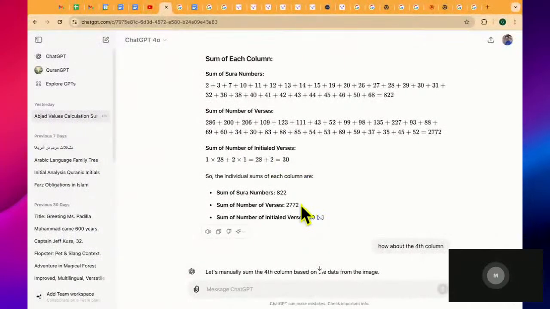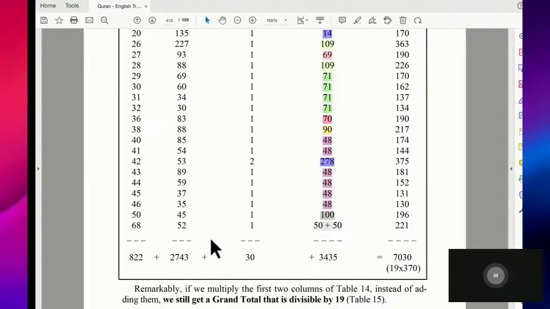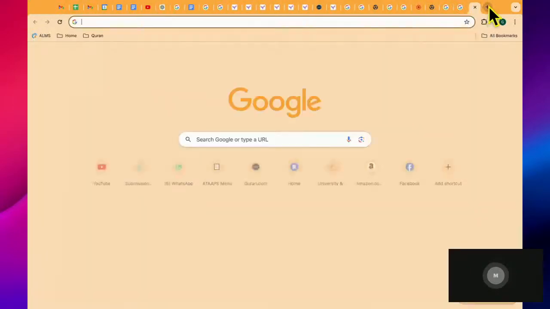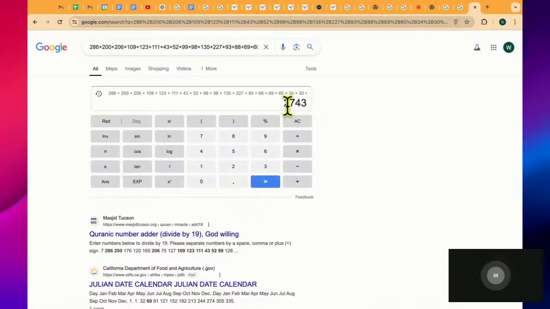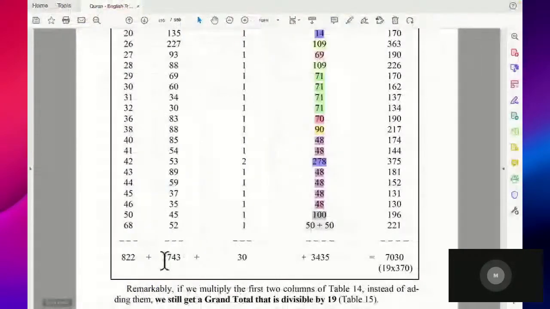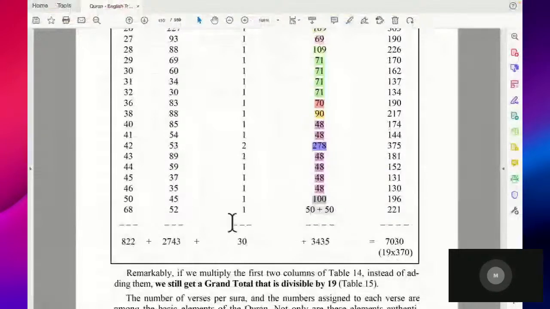Then 2,772. So see, it has messed it up. I had to see for myself what it had done wrong, so I had to copy and paste all these calculations into the net and see. 2,743. Again, that's one of the weaknesses of ChatGPT. It messes up the additions. God willing, in the next versions, it's going to be solved as well.